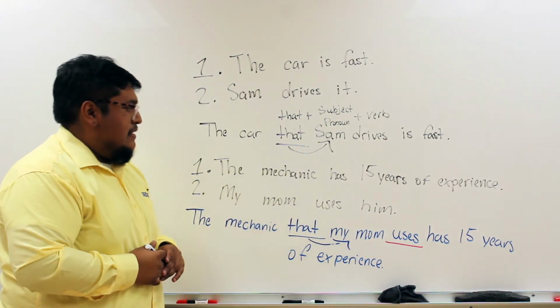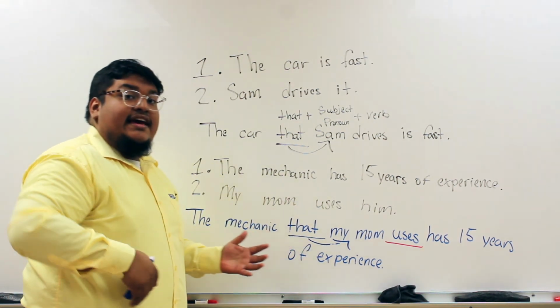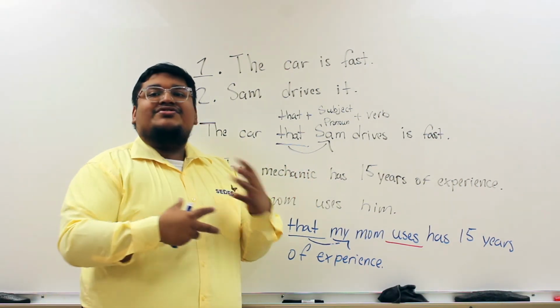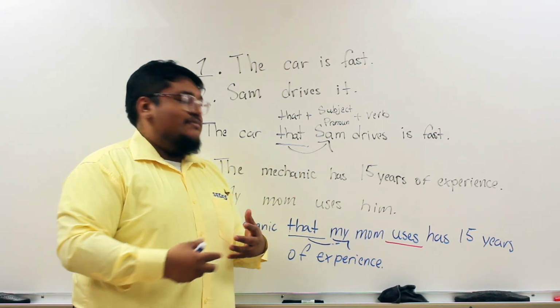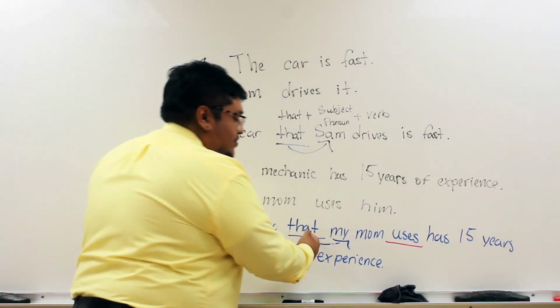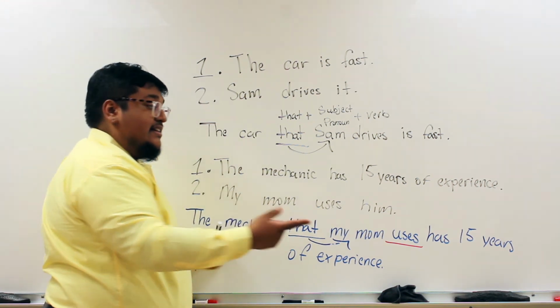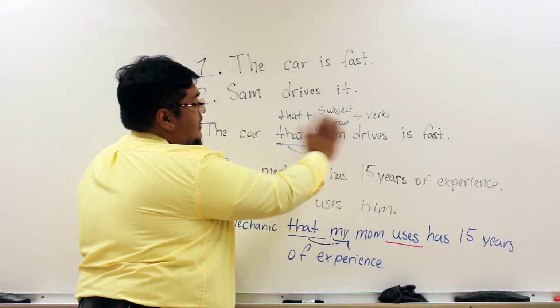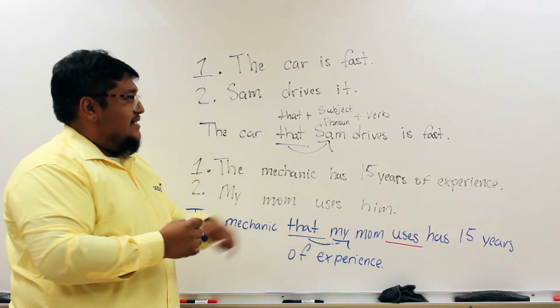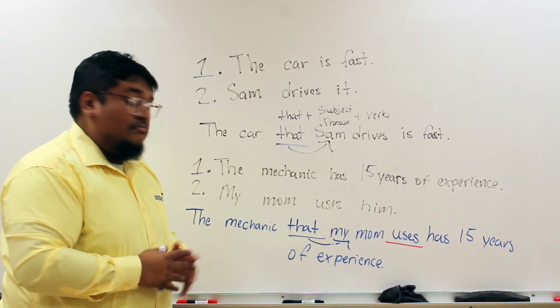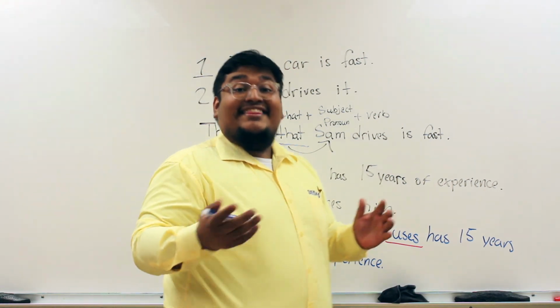Pretty simple. And that is the difference between this formula and the previous formula. Okay? Because in the previous class, we were still talking about the same object at the same time. In this one, we're introducing a new subject that carries the action. In this one, it's uses. And in this one, it's drives. Who drives it? Sam. Who uses it? My mom. Okay? Perfect.